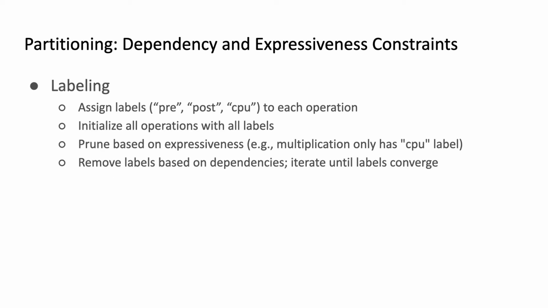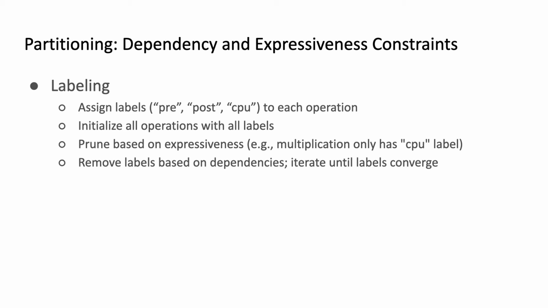Now, in order to meet the dependency and expressiveness constraint, Gallium will first perform a labeling algorithm that assigns labels to each operation. These labels are used to denote all the possible partitions each operation can belong to. The labels include pre, post, and CPU, which correspond to the pre-processing, post-processing, and the Middlebox server stage. So, to start the labeling algorithm, Gallium will first initialize all operations with all labels.